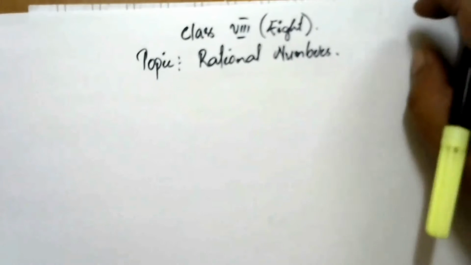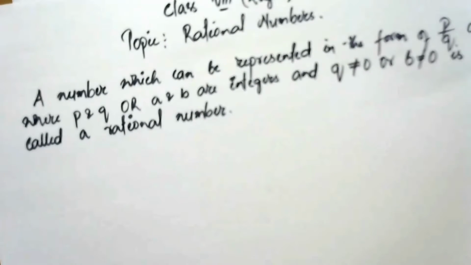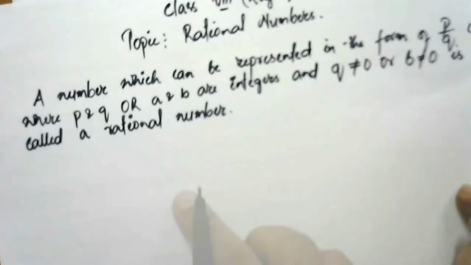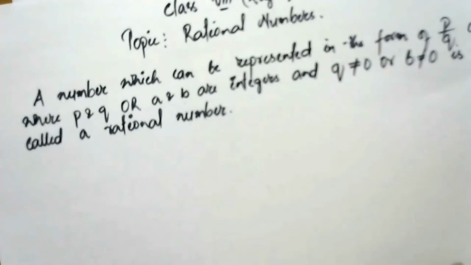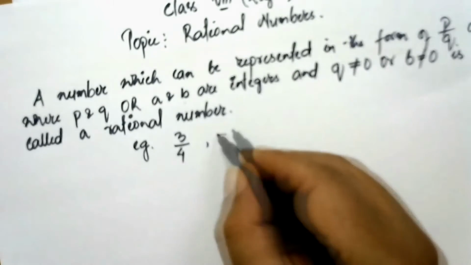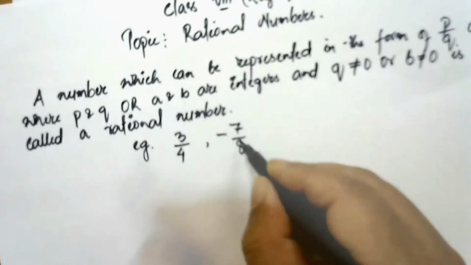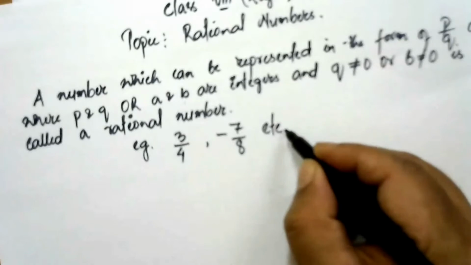So let me write it down. A rational number is a number which can be represented in the form p by q or a by b, where p and q or a and b are integers and q is not equal to 0, or b is not equal to 0. For example, 3 by 4 or minus 7 by 8, numbers arranged in this form are known as rational numbers.